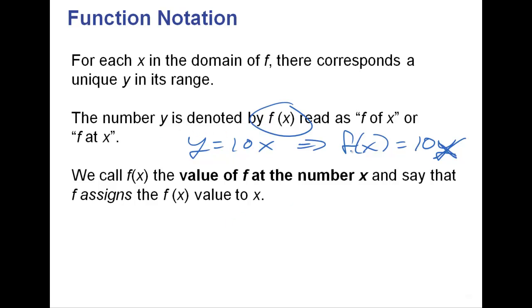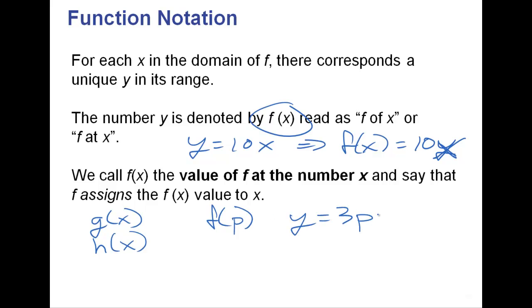They don't always have to be f. g of x is also a function, h of x is a function, both in terms of x. And they also don't have to be x. You can have f of p. This is now going to be something like y equals 3p minus 5. That's still a function. It's a straight line, except instead of x's, we want to call them p. Maybe p stands for price or something.